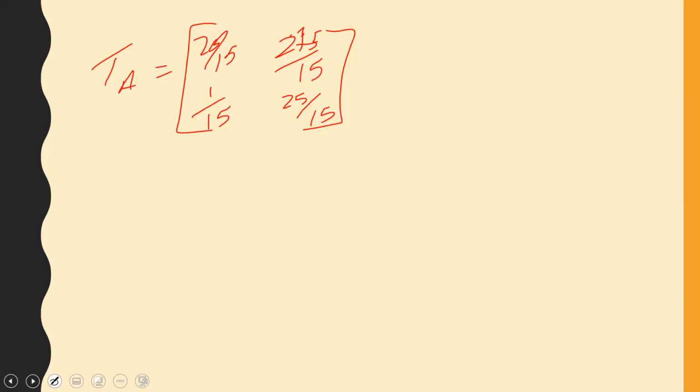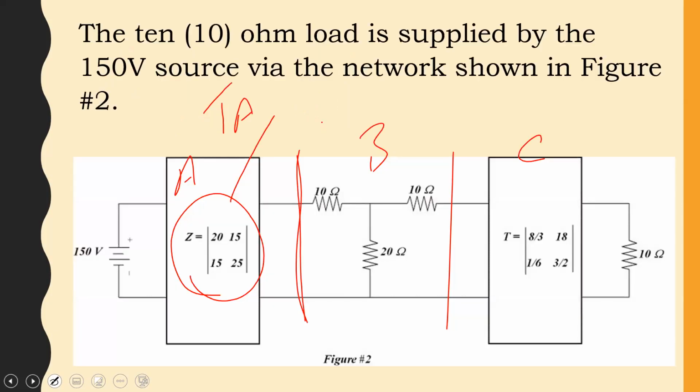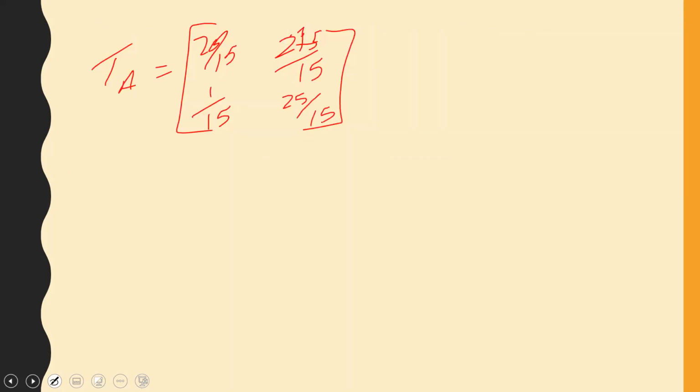All right, now let's look at network B, which are those three resistors. Now, you have many options. Just network B. Would you agree that it's symmetrical? Yes, sir. All right. So what would be easiest to find? It's a symmetrical network. Which parameters would be easiest to find? The Z parameters. Yes, sir. Impedance parameters.